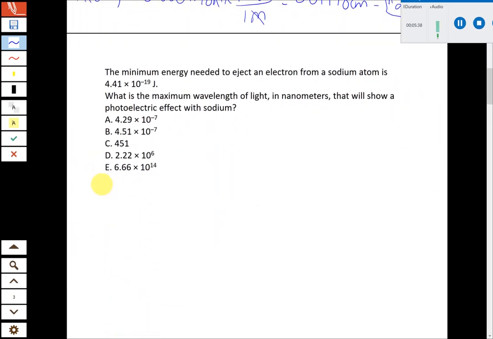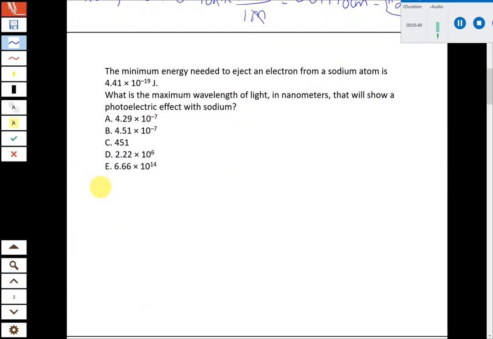The next one deals with a very similar concept. It's just the relationships between energy, wavelength, and frequency. But then we're gonna, in this case, have to use a slightly different equation. So this is dealing to some extent with photoelectric effect, although the concept of the photoelectric effect is not super important in this question.